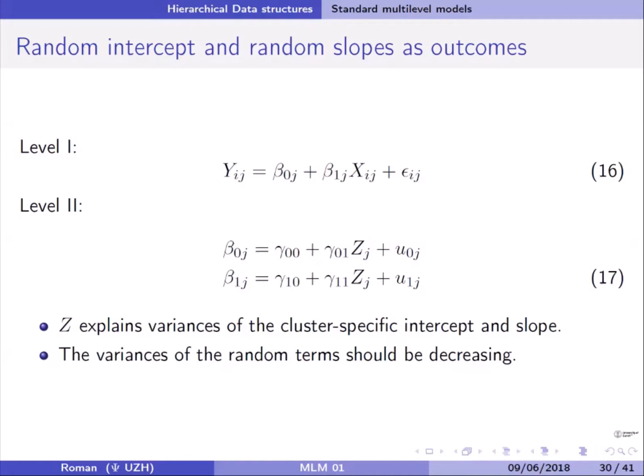So here, we've now introduced variables at level 2. Using our classroom example, Yij could be our math test outcome. Xij could be the cognitive skills. Again, every student has the math skills and cognitive skills measured. But now we could take teacher-specific ability and add it to our equation. This will help us understand where the cluster-specific deviations or variances are coming from.